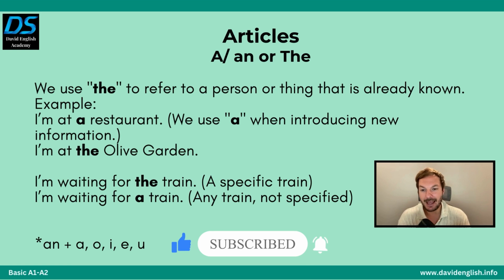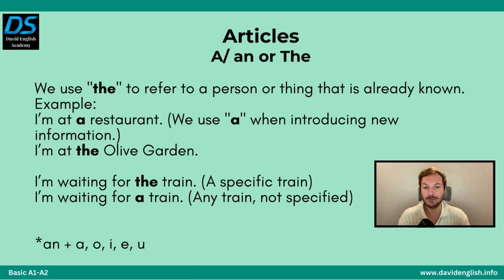Example: I am at a restaurant. We use a when introducing new information. I am at the Olive Garden, for example, the restaurant. You know this. It's already known. You and I both know about this. Here's another example. I'm waiting for the train. That means a specific train. And I'm waiting for a train means any train, not specified.